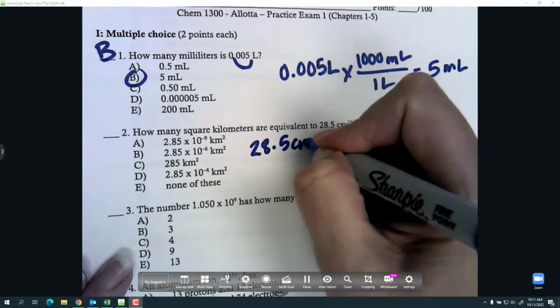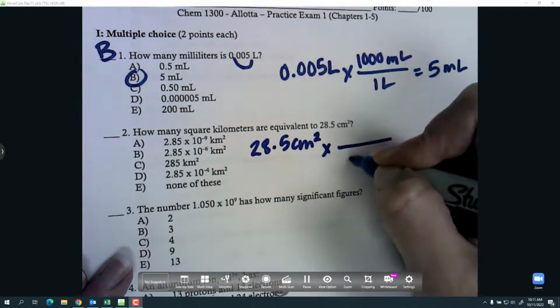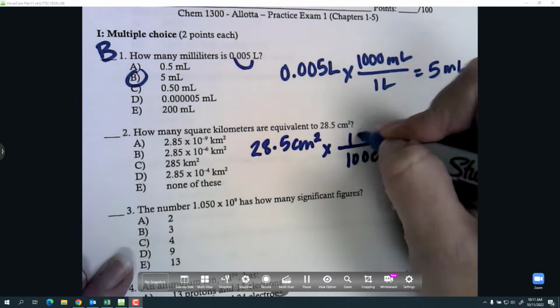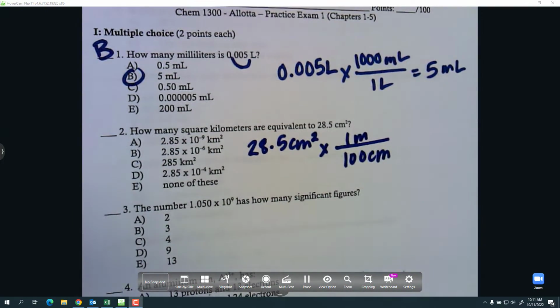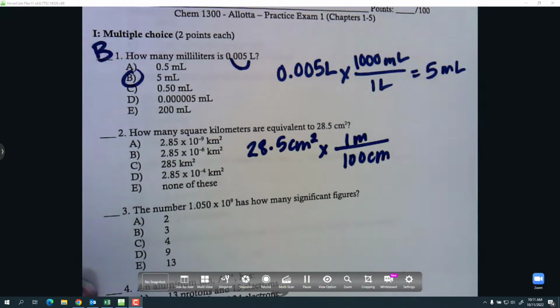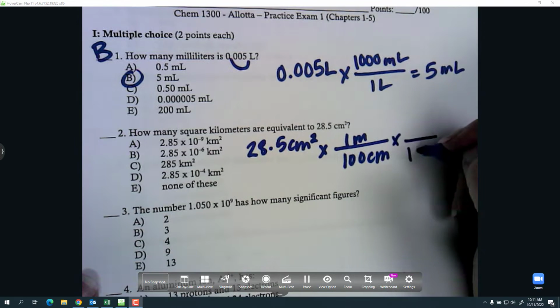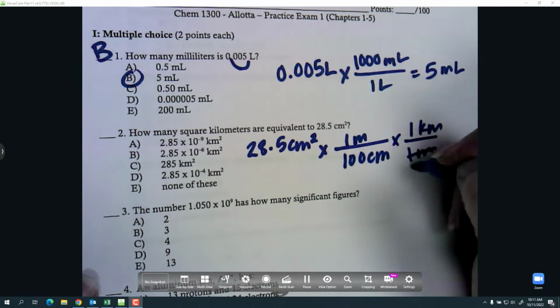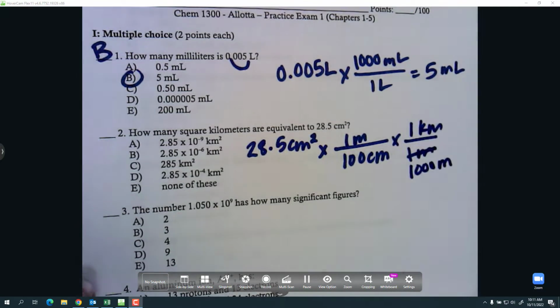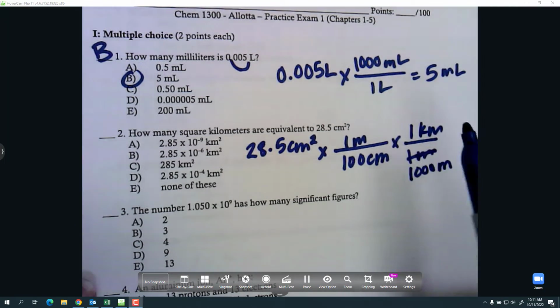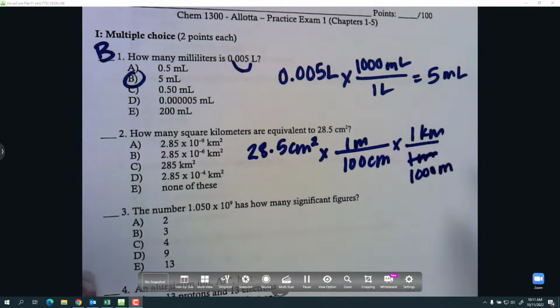28.5 centimeters squared. I know off the top of my head that there's 100 centimeters in a meter. That's one that I've memorized. Again, you could use the equation sheet prefixes to do that. And I also know that in 1 kilometer, there's 1,000 meters. And so that would get me all the way from centimeters to kilometers.